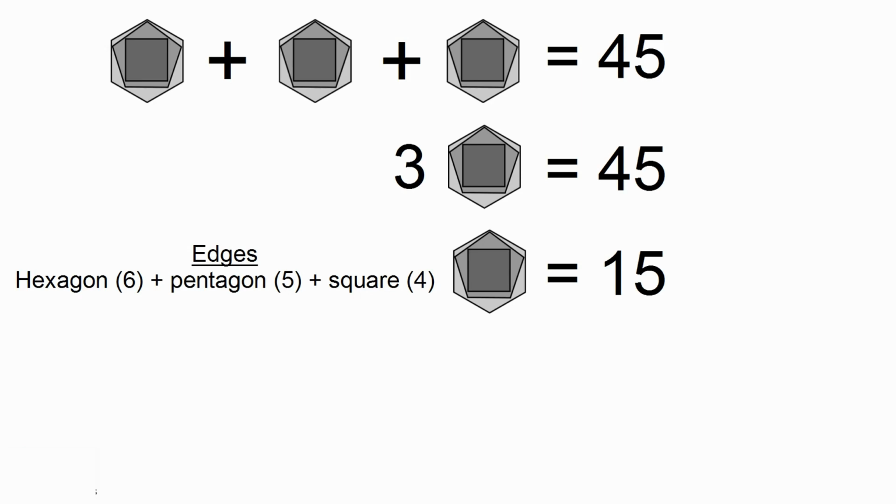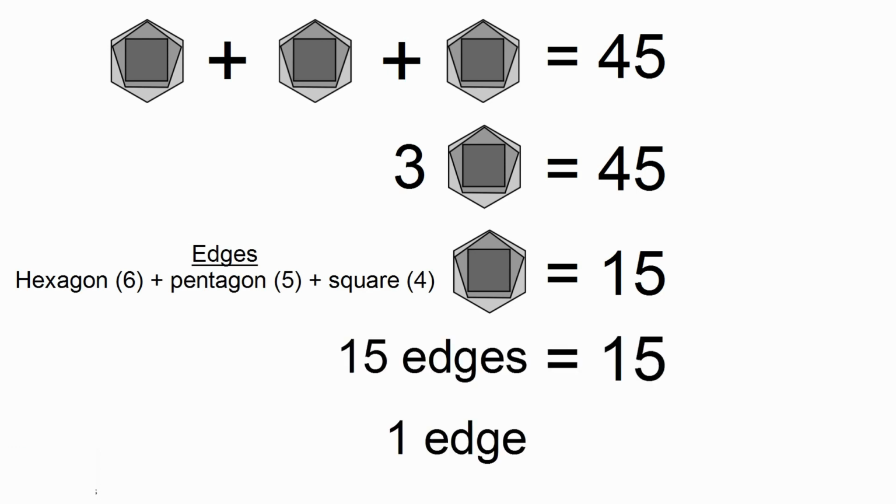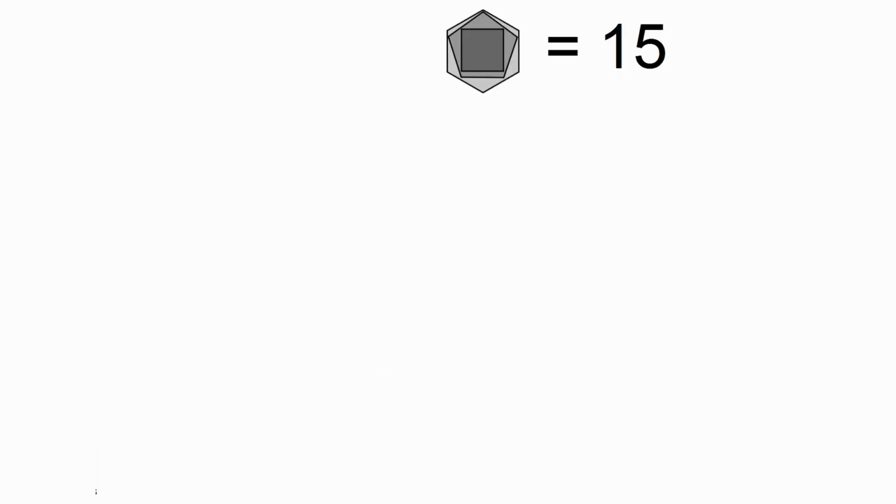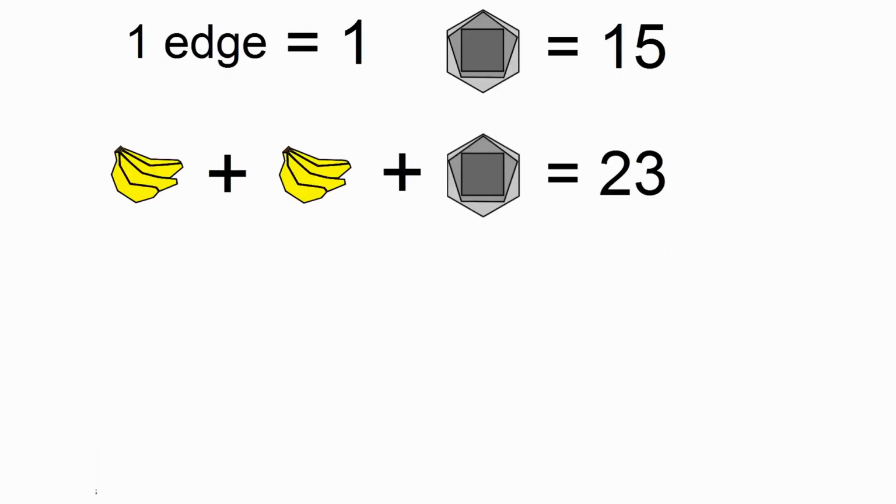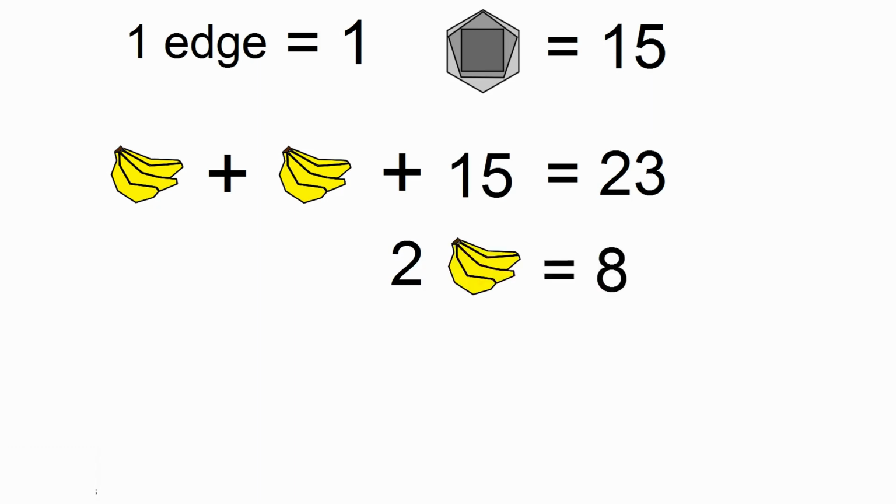So we can simplify this if we count the total number of edges. This shape has 15 edges and it's equal to 15. So we can conclude that 1 edge is equal to 1. We will take this information and use this to solve the next equation. We can replace the hexagon figure with the value of 15 that we just figured out. We now have 2 bunches of bananas that will be equal to 23 minus 15 which is 8. We can simplify that a single bunch of bananas is equal to 4.